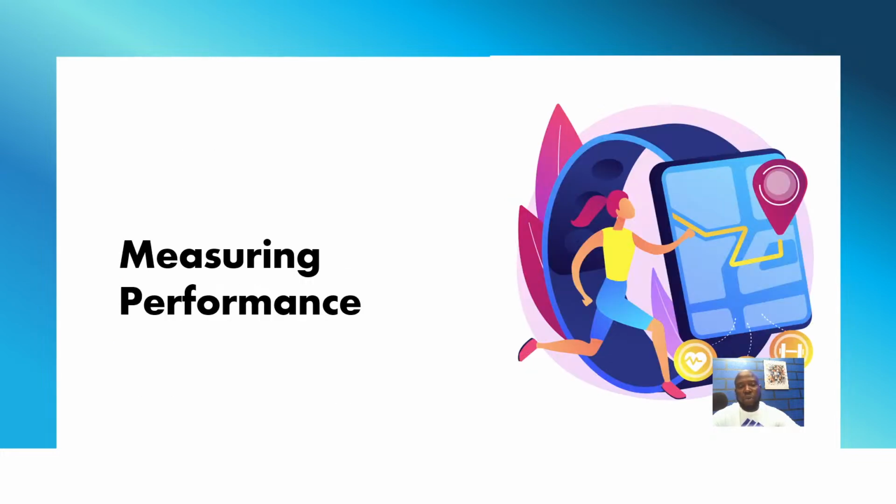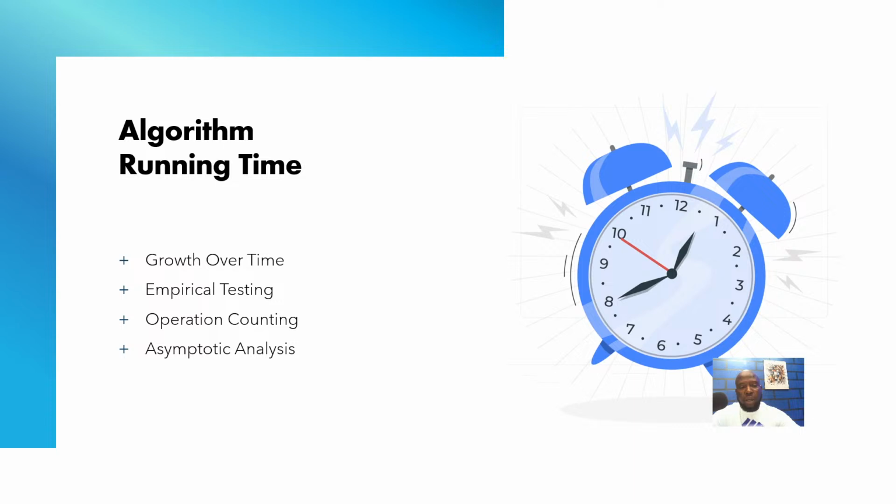And we have two approaches we use in measuring the efficiency or performance of algorithms. We have time, and our focus today is on algorithms that take the least time. When we're talking about measuring performance, we'll look at these concepts: growth over time, and asymptotic analysis. These are some of the key concepts to keep in mind. So let's look at growth over time.